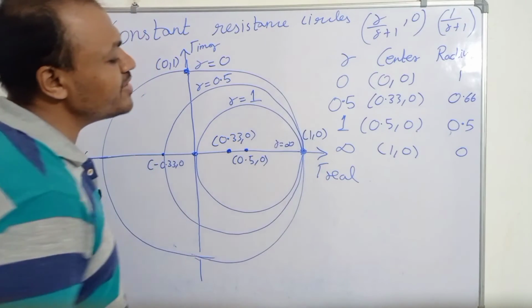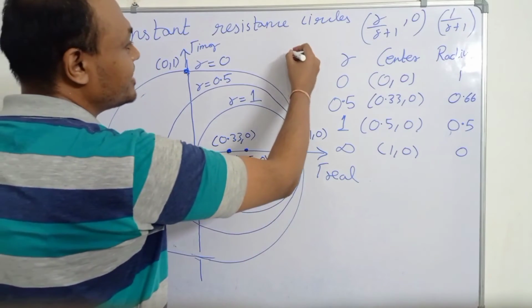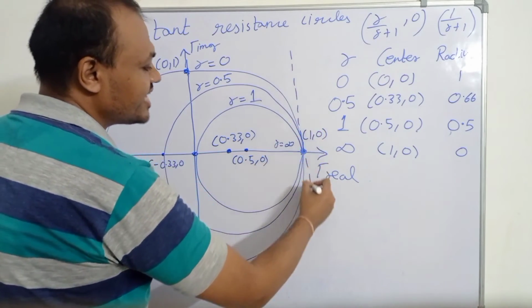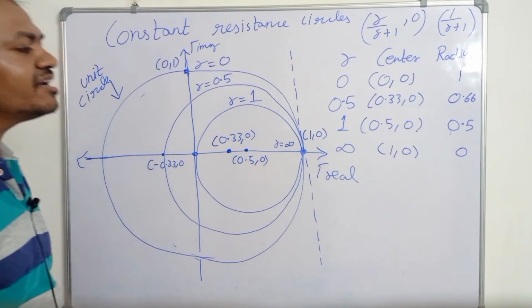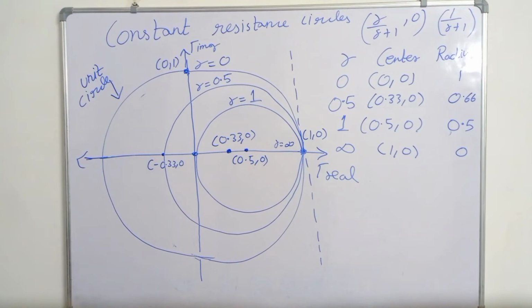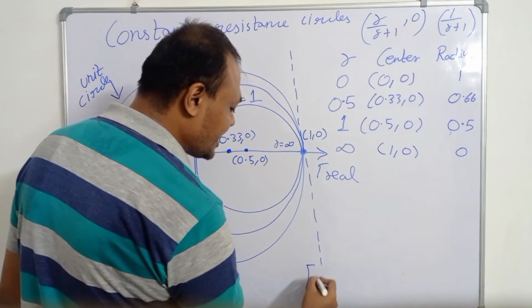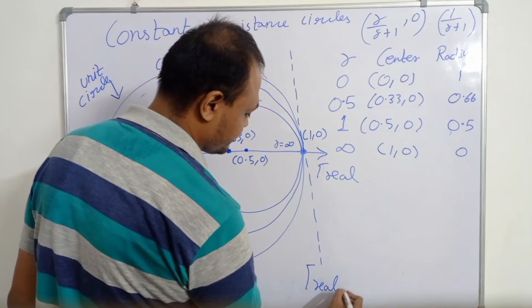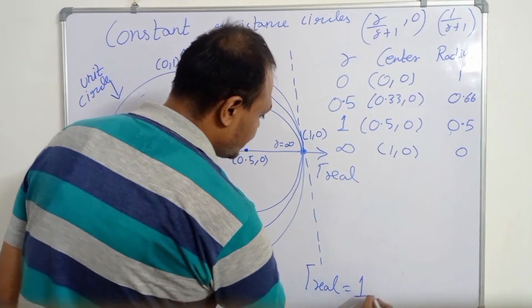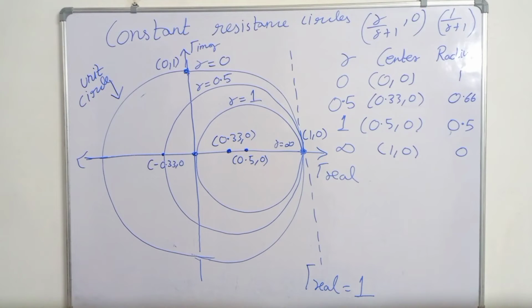If we draw a tangent to these circles, the tangent to these constant resistance circles will be a straight line which can be written as tau real equal to 1.